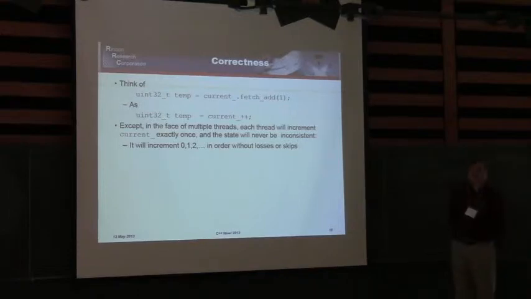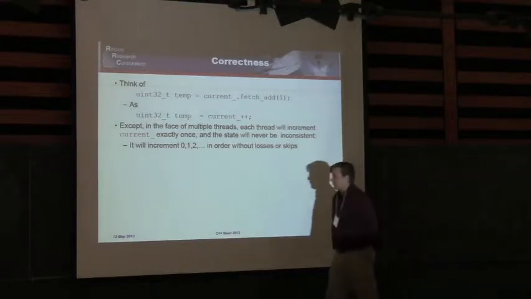So hopefully this argues for correctness in the face of multiple threads. Each thread will increment current exactly once, and the state will never be inconsistent as we increment 0, 1, 2, 3 in order to skip. So very simple bag, ridiculously simple.